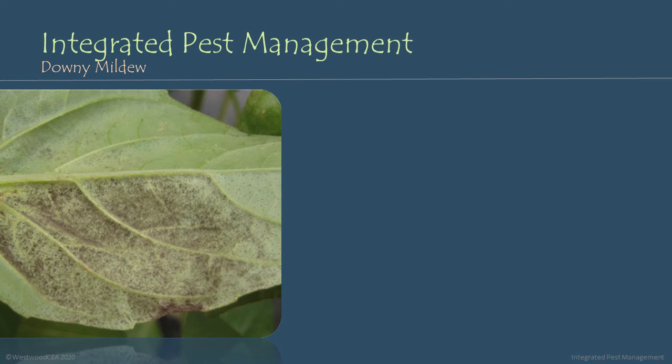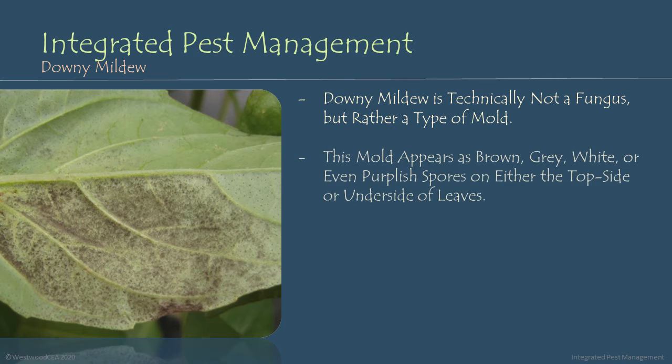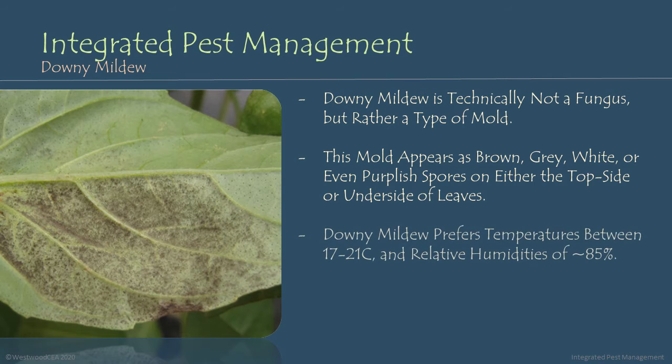Another type of mildew that we see very frequently in aquaponic growing environments is downy mildew, and downy mildew is technically not a fungus, but rather a type of mold. This mold appears as brown, gray, white, or even sometimes purplish spores on either the top side or the underside of our plant leaves. Downy mildew prefers temperatures between 17 and 21 degrees Celsius and a relative humidity of approximately 85%.